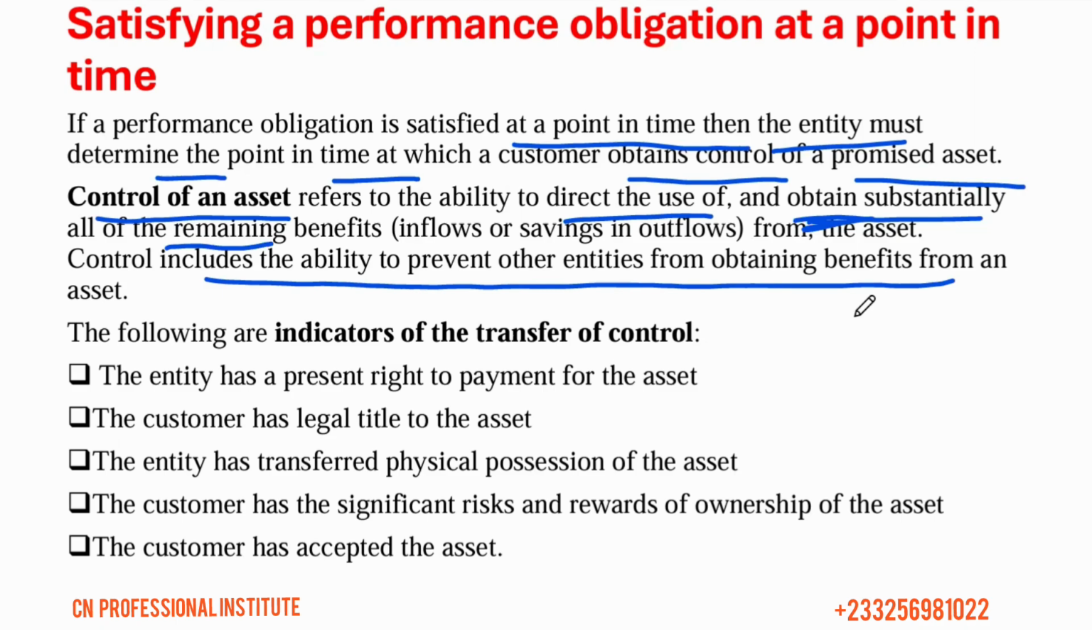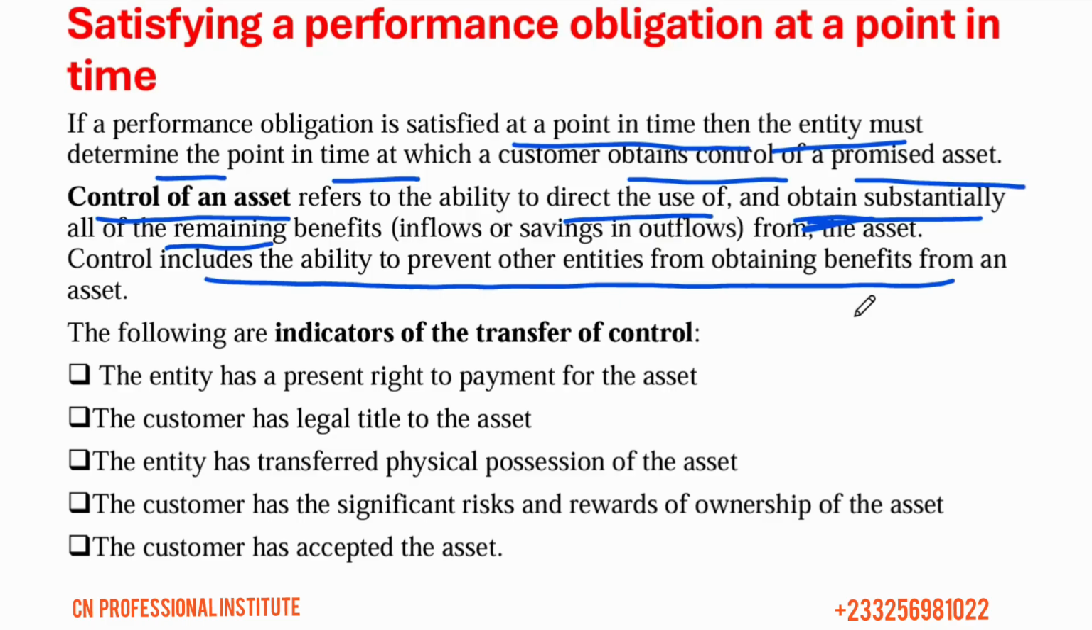So that's the standard saying, okay, if performance obligation happens at a point in time, they will have to determine that point in time that the customer controls the asset. And when we get to that point in time that the customer controls the asset, then we can record revenue at that point in time. As simple as that. So immediately the customer controls or obtains control of the asset, then we can record revenue at that point in what? Time.